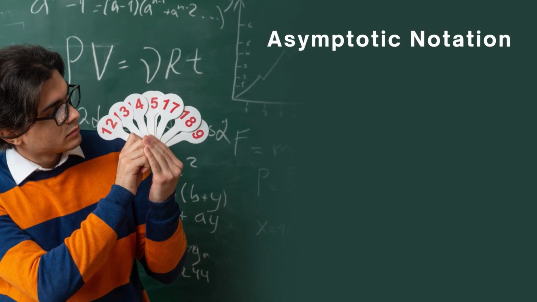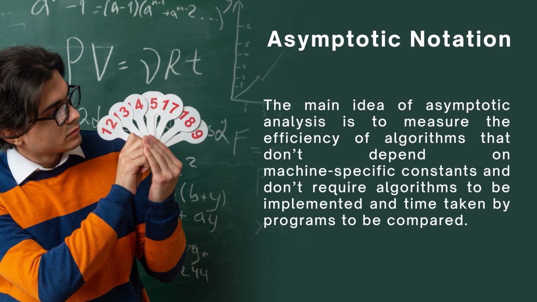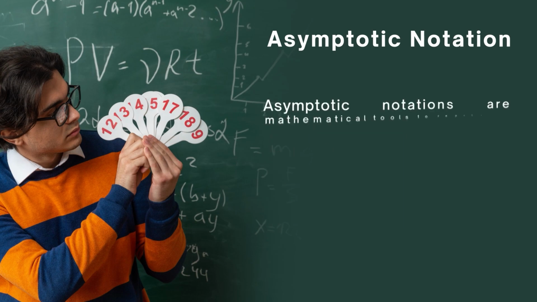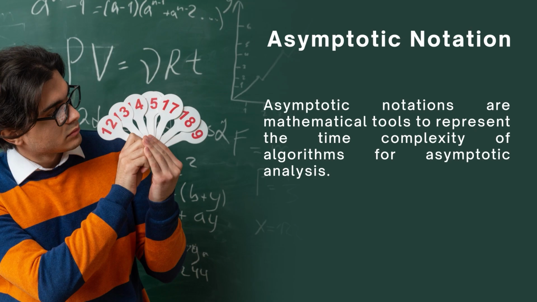So first we have to study what asymptotic notation is. The main idea of asymptotic analysis is to measure the efficiency of algorithms in a way that does not depend upon machine-specific constants, and does not require the algorithms to be implemented and the time taken by programs to be compared. Asymptotic notations are mathematical tools to represent the time complexity of algorithms for asymptotic analysis.